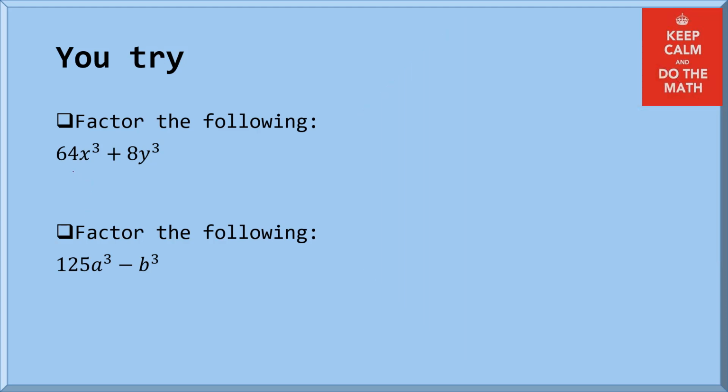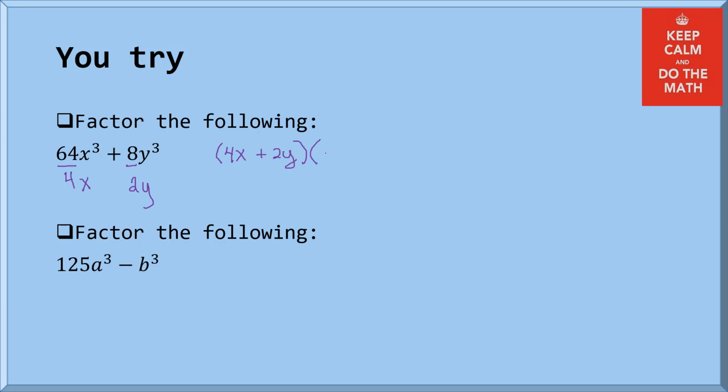Taking a look at the first example, I'm going to start by noticing that both 64 and 8 are perfect cubes. And x cubed and y cubed, of course, are perfect cubes. So I'm going to take the cube root of 64, which is 4, cube root of x cubed, which is x. And then the cube root of 8 is 2, and the cube root of y cubed is y. So I have the numbers I need to fill in the formula. Since it's sum of cubes, the first binomial is going to simply be 4x plus 2y.